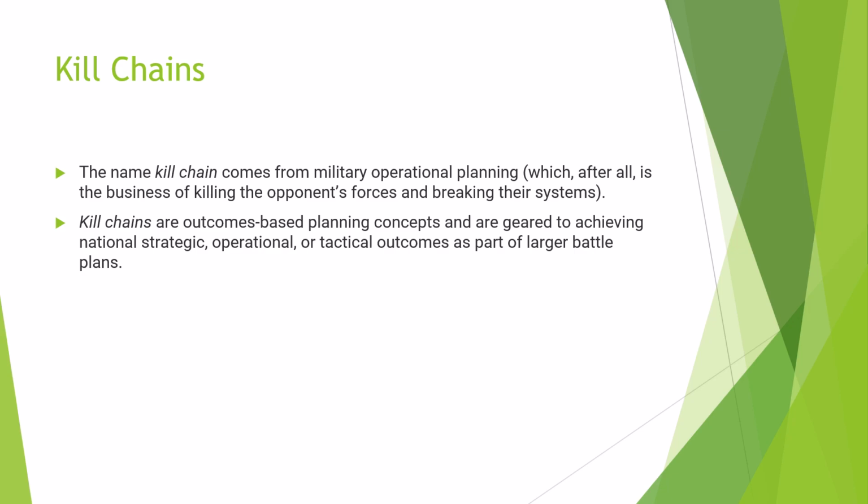So kill chains are outcome-based planning concepts that are geared towards achieving the national strategic, operational, and technical outcomes as part of a larger battle. These kill chains tend to be planned from a desired outcome back towards starting a set of inputs. So what are the starting points that we can see in an informational systems kill chain?